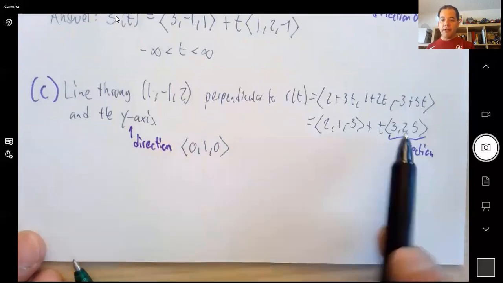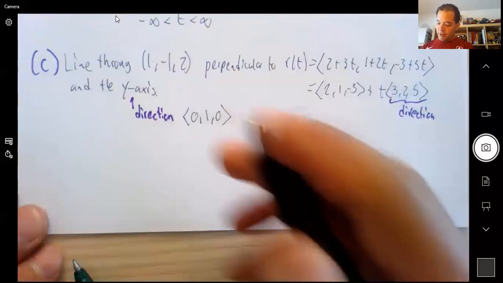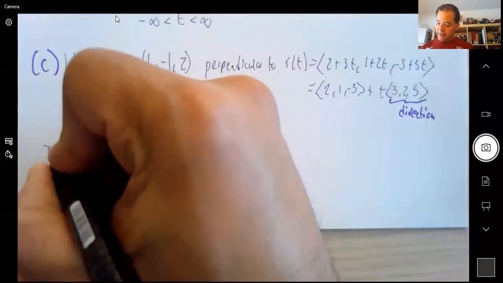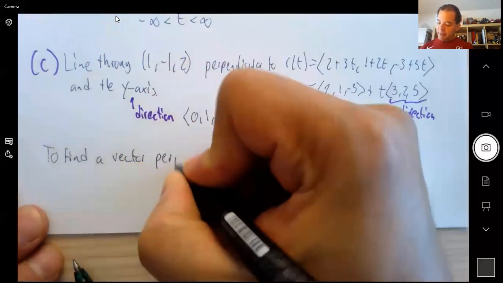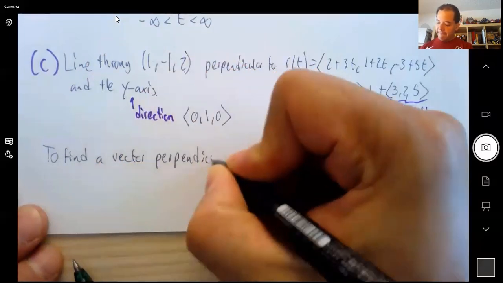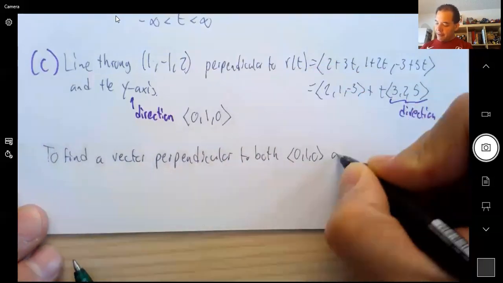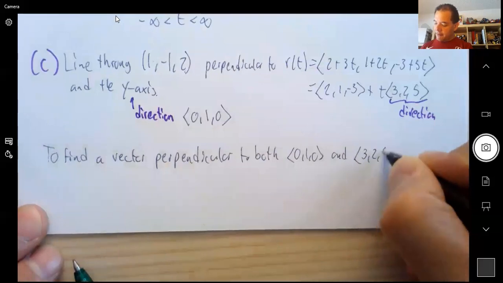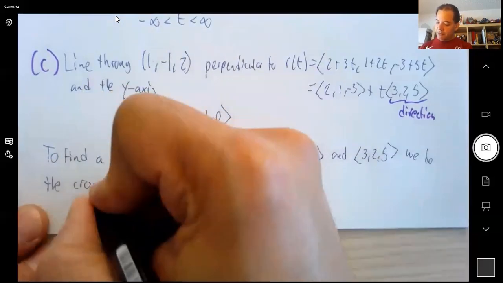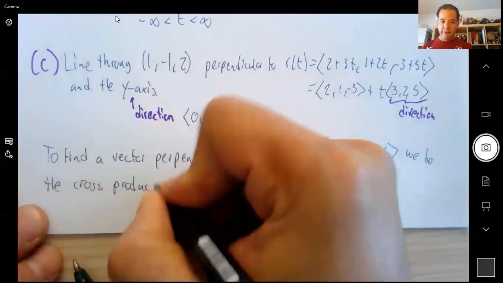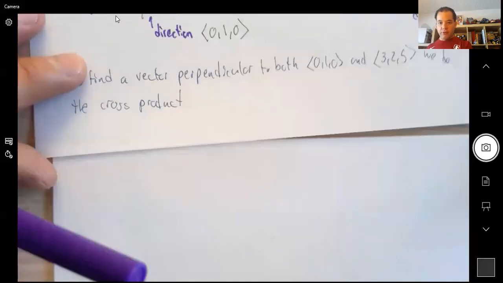So now we want perpendicular to these two. And to find perpendicular to these two, we do the cross product. So to find a vector perpendicular to both (0, 1, 0) and (3, 2, 5), we do the cross product. Okay, so let's do it.